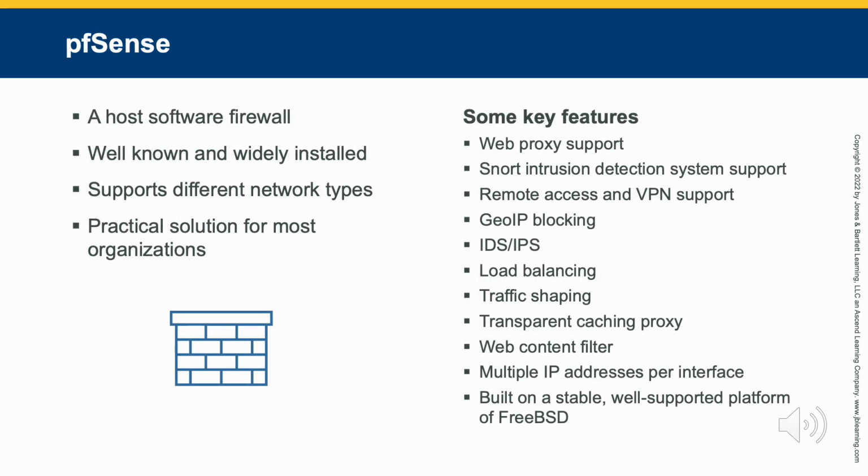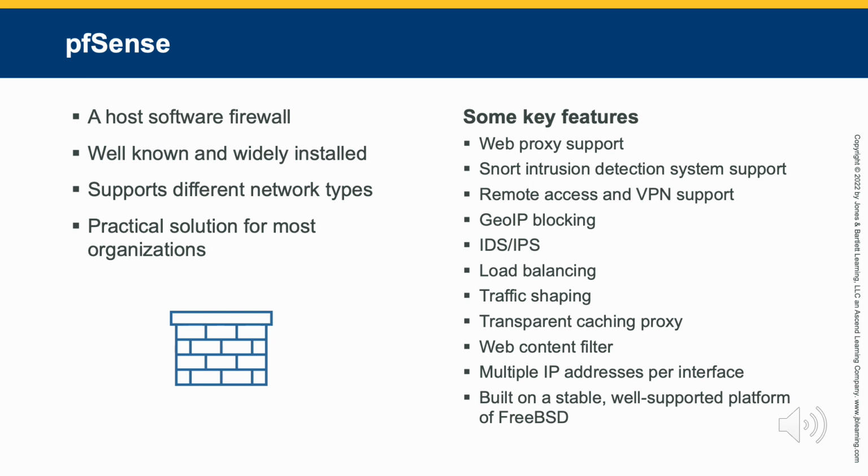pfSense. pfSense is a host software solution. It's well known and widely installed, supports different network types, and is a practical solution for most organizations. Some of the key features are: it can support a web proxy, Snort, which is an intrusion detection system, remote access and VPN support, geo IP blocking, that's where you'd want to block maybe a whole country like China or Russia or any other nefarious actors, IDS/IPS solution, load balancing, traffic shaping, transparent caching proxy, and web content filter.